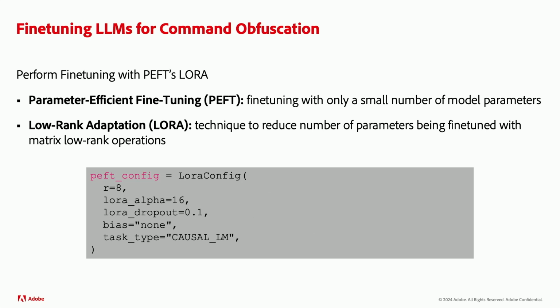PEFT is a popular Hugging Face repo that contains multiple methods for fine-tuning, and the more popular implementation of this is called LoRA, which is low-rank adaptation. This is a technique to reduce the number of parameters being fine-tuned with low-rank matrix operations, and that's all I'll say about it. It would get very mathematical to try to explain it, but for the purpose of this talk, this is a popular way to do it, and in the code, these are some common configs that you set for LoRA.